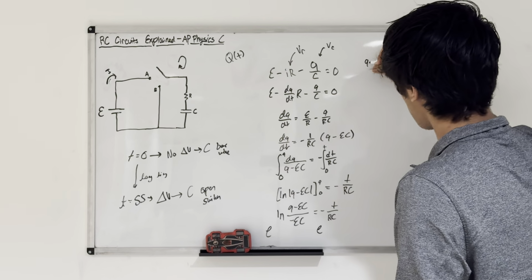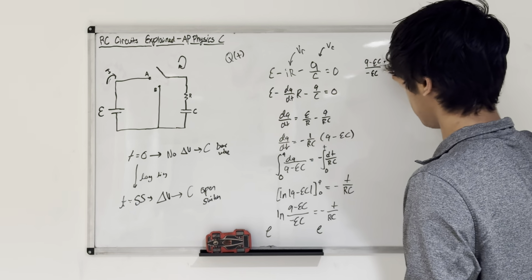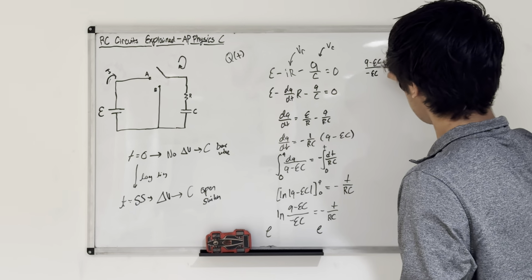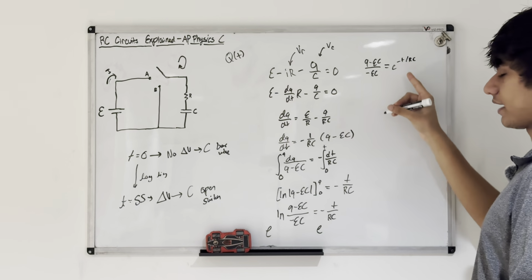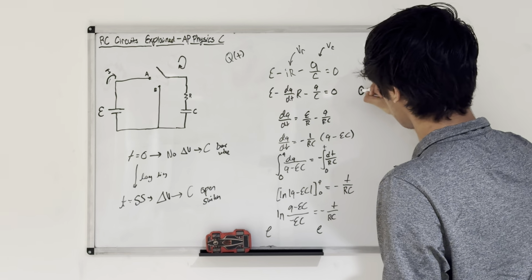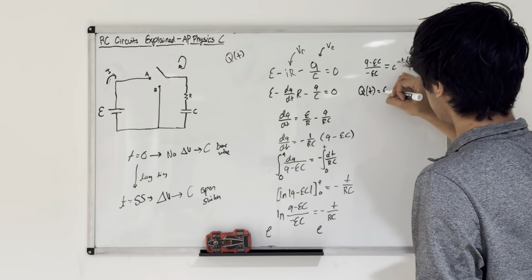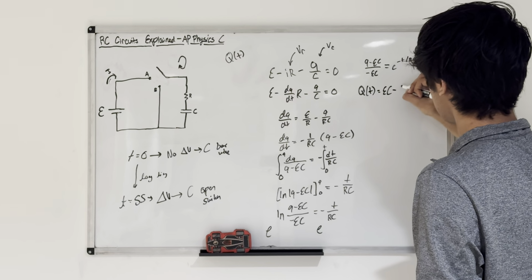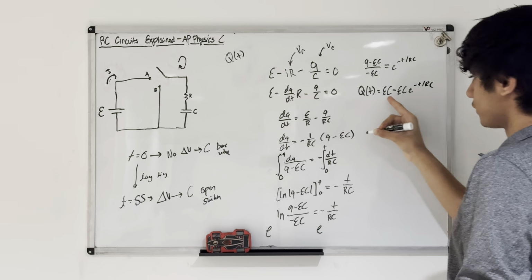We get that q minus EC divided by negative EC is equal to e to the power of negative t divided by RC. Multiply by both sides, and we move the EC to the other side. We get our function q of t is equal to EC minus EC e to the negative t over RC. We can factor out this EC.